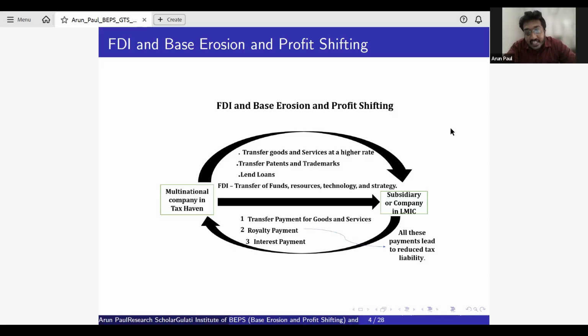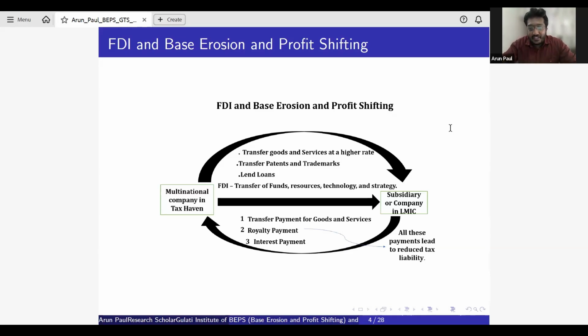They transfer goods and services at a higher rate to the Indian counterpart. They also give the right to use patents and trademarks to the Indian counterpart. And they also lend loans. In return, the Indian counterpart makes transfer payments, royalty payments, and interest payments. All these payments lead to reduced tax liability. This is how profit shifting works.